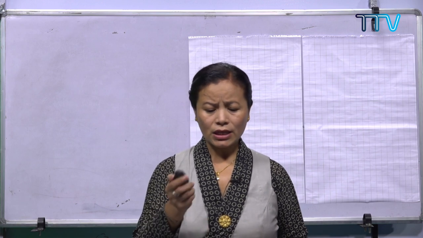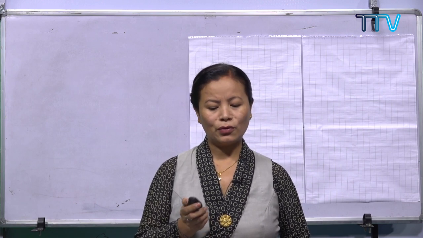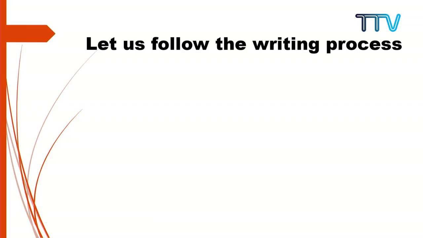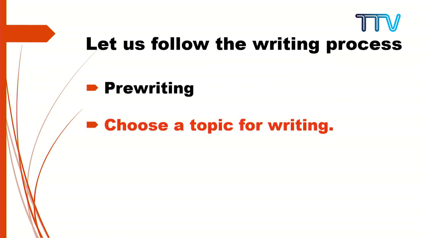Clear? So what we are going to do now, because the session is for the application of writing process, is follow the writing process. The first step in the writing process is pre-writing, right? And for that, we need to choose a topic, because in order to write something, what do you need first? You need something to write about, right? So you need to choose a topic. So how are we going to choose that topic? We need to figure out.